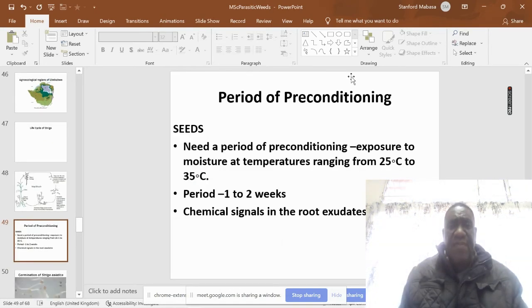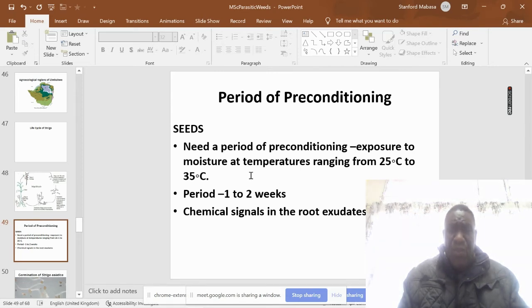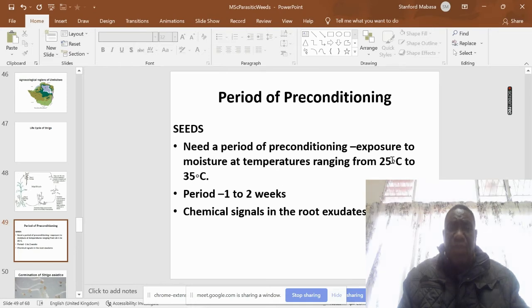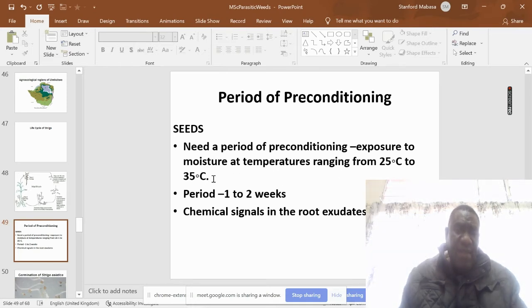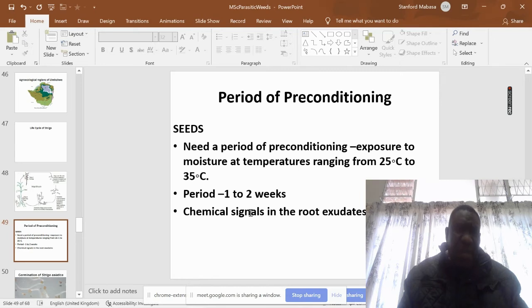Probably we may just have to go through again through these stages. We said we start with the seeds, which require a period of preconditioning. Preconditioning means exposure to soil moisture at a temperature ranging from 25 degrees Celsius to 35. And the period of exposure could be 1 to 2 weeks, but sometimes it can go up to 3 weeks. The chemical signals in the root exudates will be required after this preconditioning period.